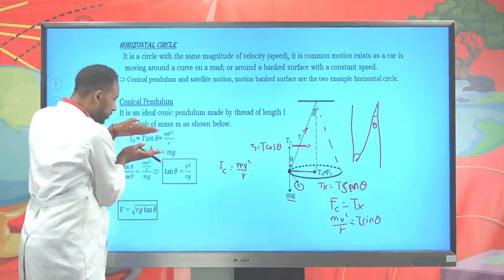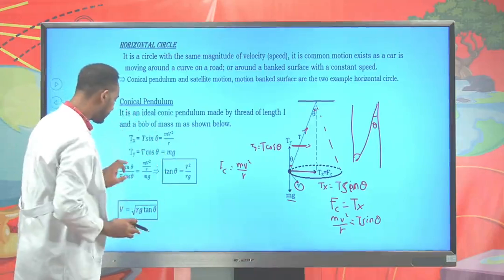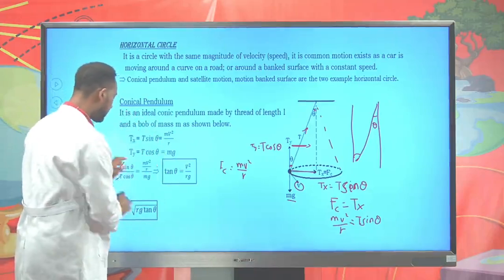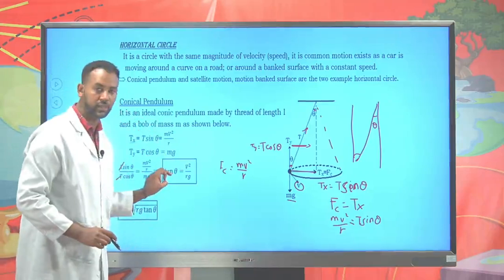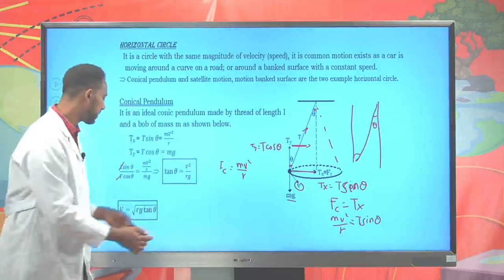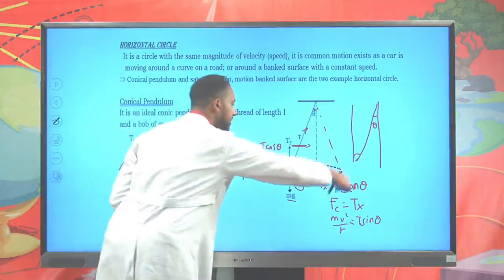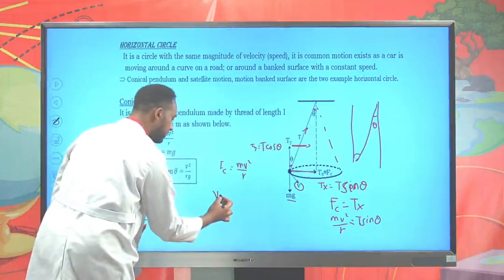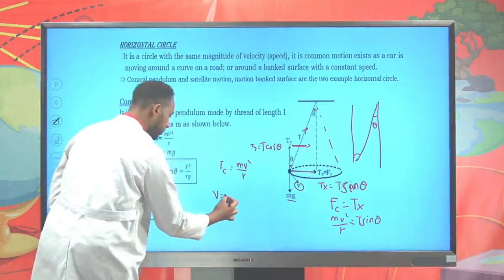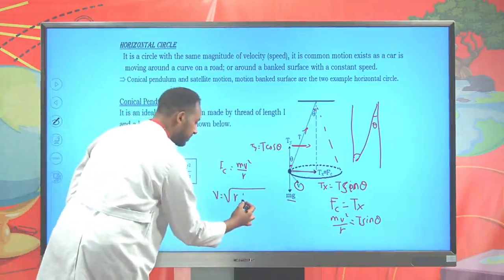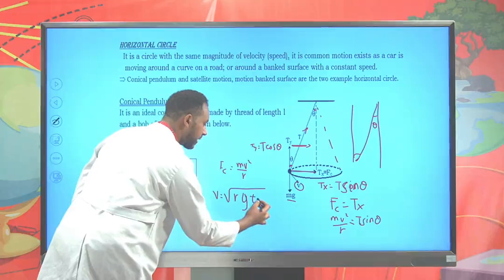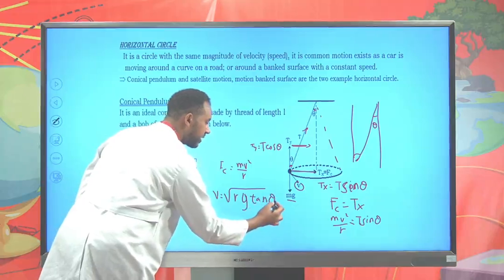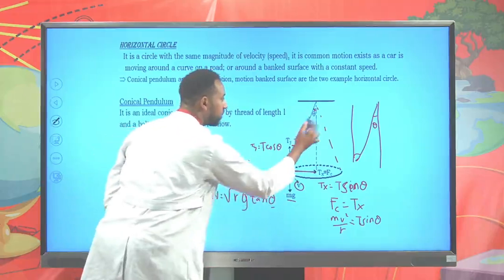Therefore, taking the ratio of these two, T sin theta over T cos theta, we can eliminate T. Sin theta over cos theta gives you tan theta, which equals v squared over rg. So it's possible to find the tangential velocity on a conical pendulum as v equals the root of rg tan theta, where theta is the minimum angle that is formed by the cone.